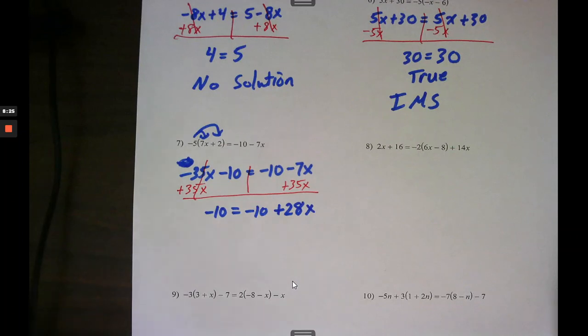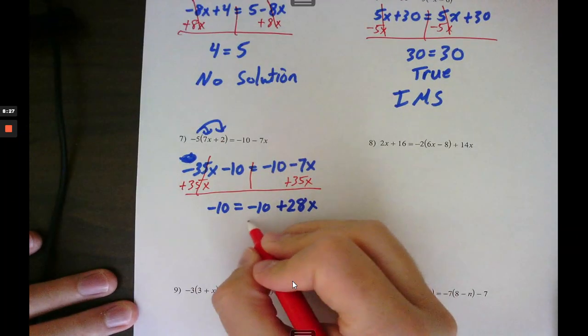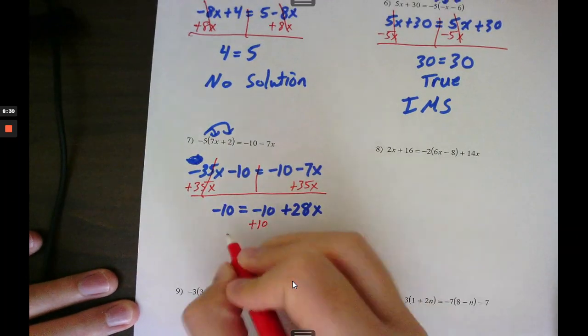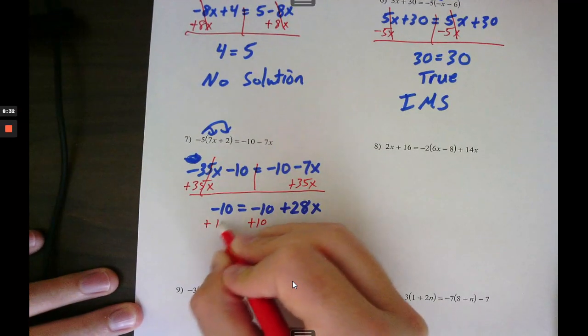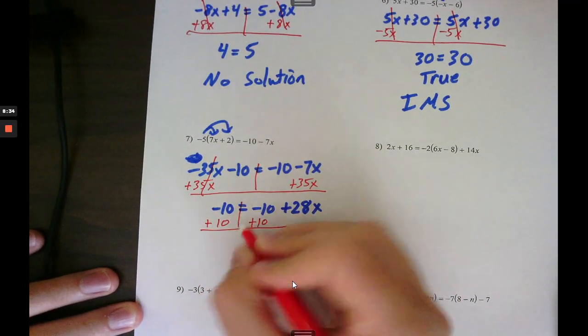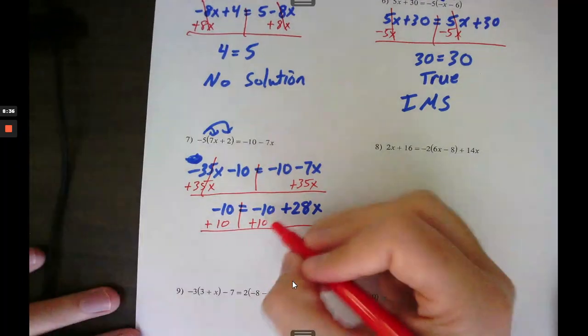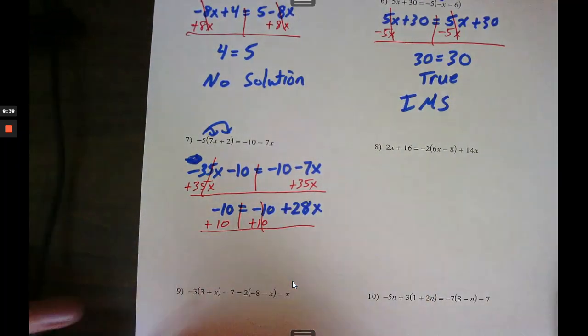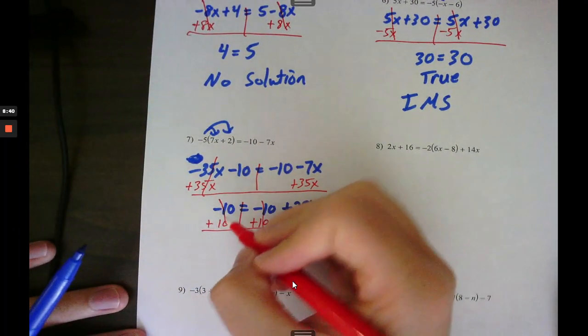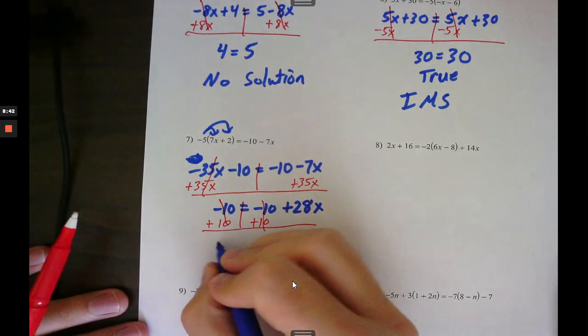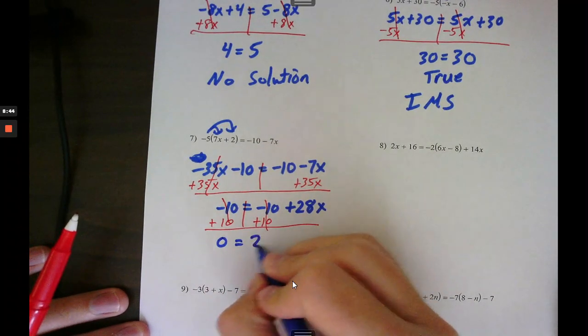All right, so the next step would be to move this negative 10. So we're going to add it because we want to do the inverse of a negative 10 or a minus 10. So we're going to add 10 to both sides. And negative 10 plus 10 cancels. And over here, negative 10 plus 10 also cancels, leaving me with 0. So I get 0 equals 28x.